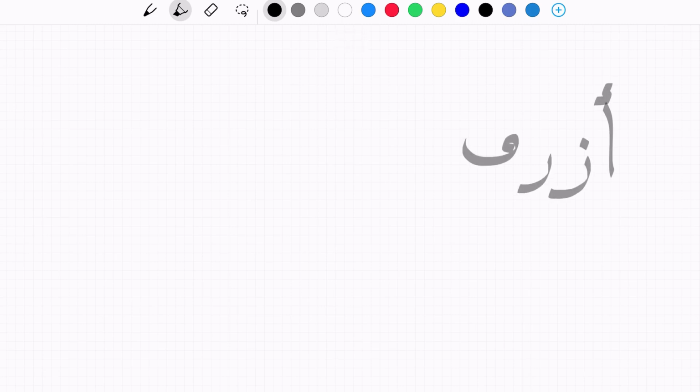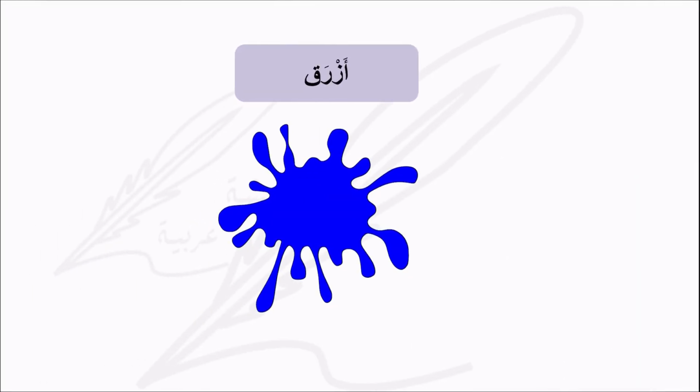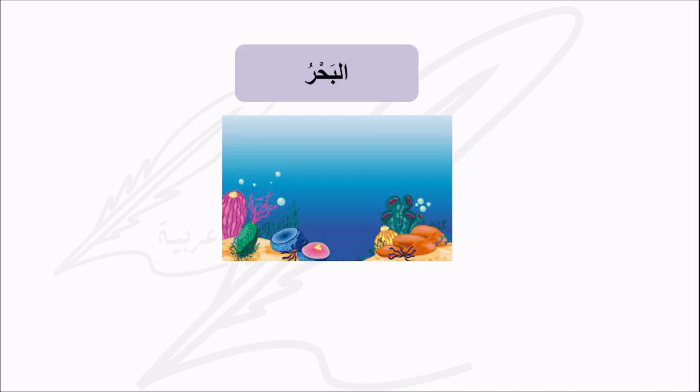أزرق. And the feminine word is زرقاء. Okay, so we have أزرق, زرقاء. That's good. How do we say the sea?